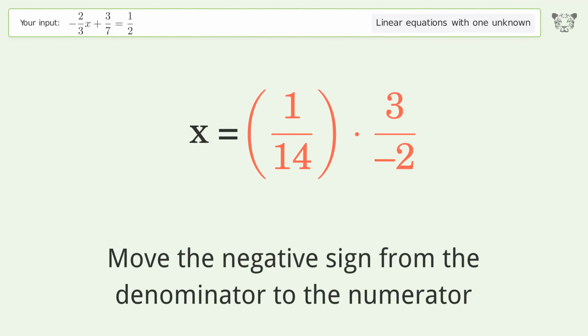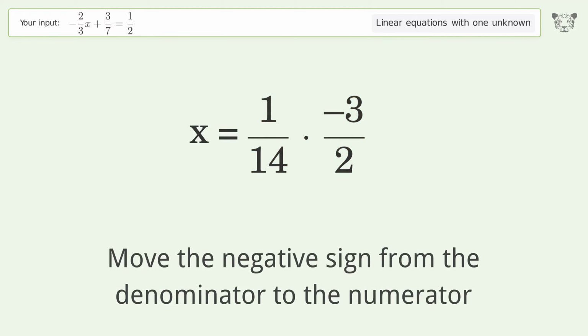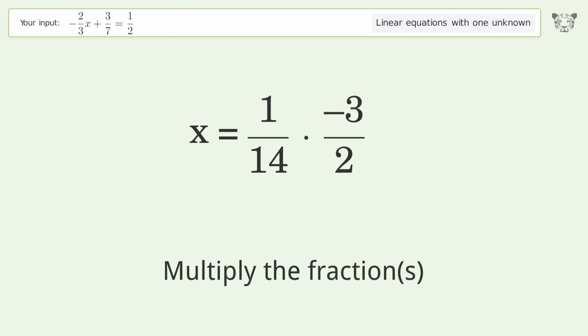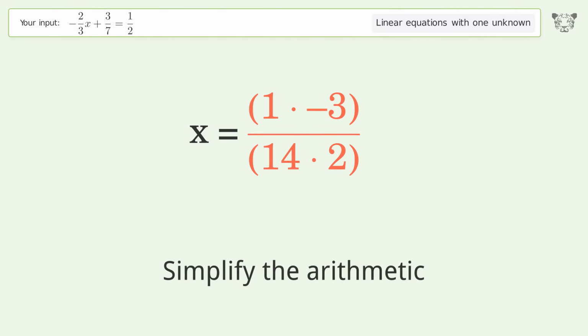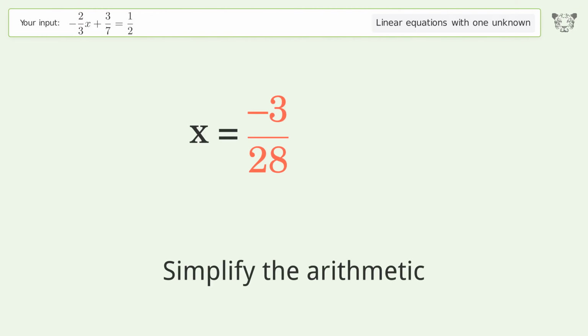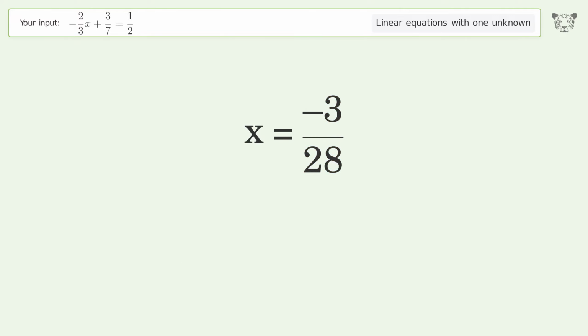Move the negative sign from the denominator to the numerator. Multiply the fractions. Simplify the arithmetic. And so the final result is x equals -3/28.